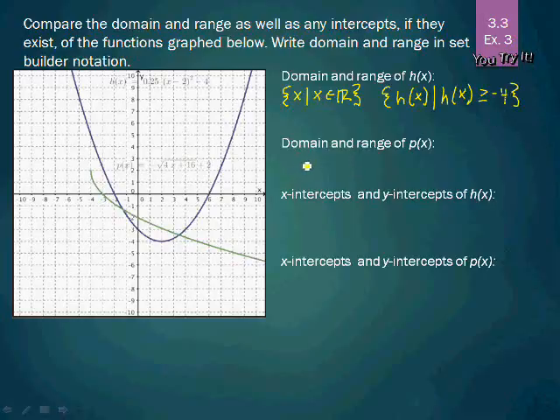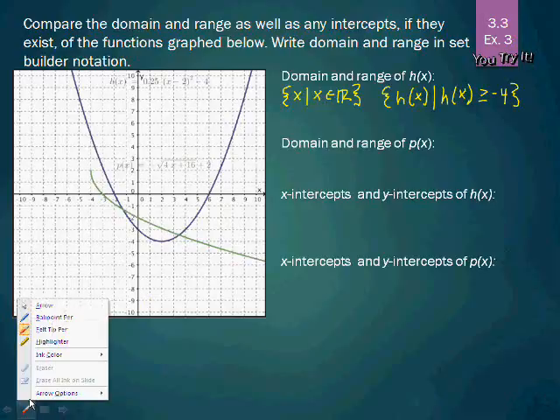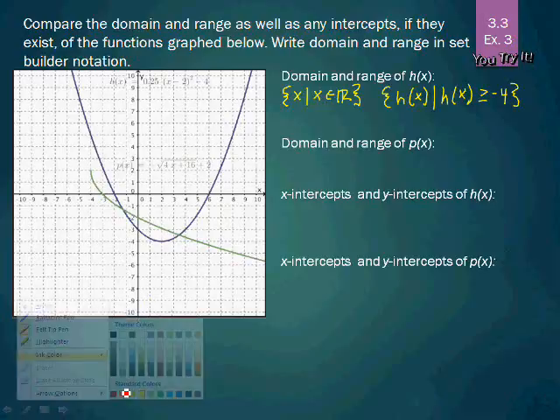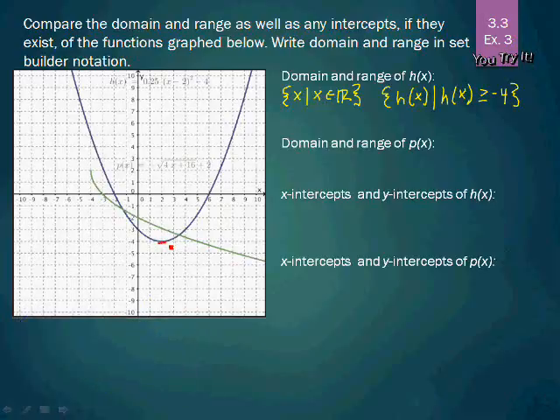And then domain and range of p of x. So let's actually mark these in the graph a little bit. Get a color you can see. So here is the lowest point on the parabola, and then on p of x, the farthest over it's going to go on the domain is -4, and the highest it's going to go is 2. And then they both keep extending.